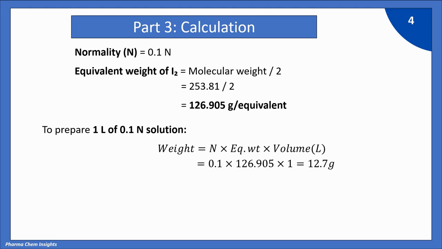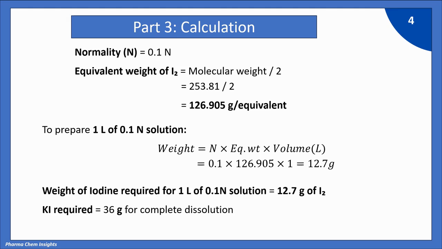weight is equal to normality into equivalent weight into volume in liter. So by substituting the values, normality is 0.1, equivalent weight is 126.905, into volume, that is 1 liter, we get 12.7 gram. So weight of iodine required to prepare 1 liter of 0.1 normal solution is 12.7 gram of iodine. KI required is 36 gram for complete dissolution of iodine.